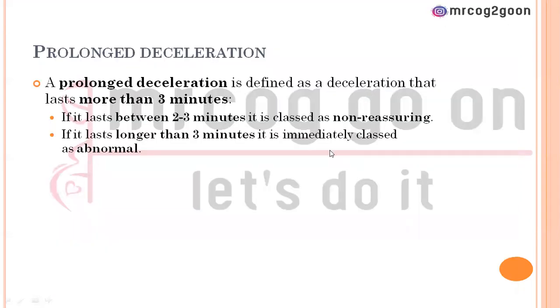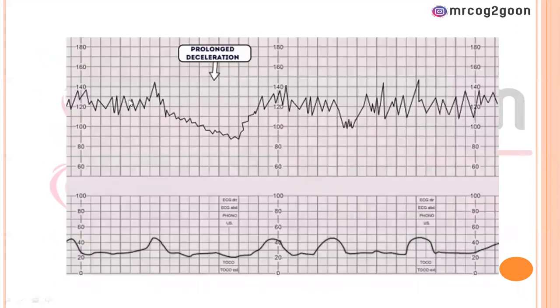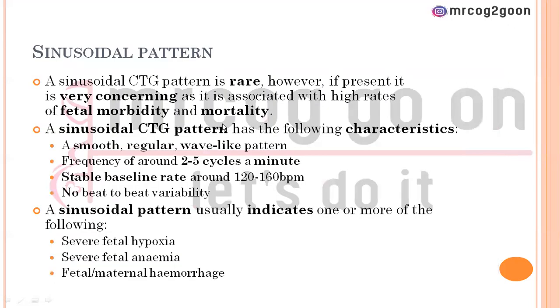Prolonged deceleration is a deceleration of more than 3 minutes, and we will go over it again. Like this one, look, it is a very, very long deceleration, a big deceleration. This is, I think, for more than 10 minutes.